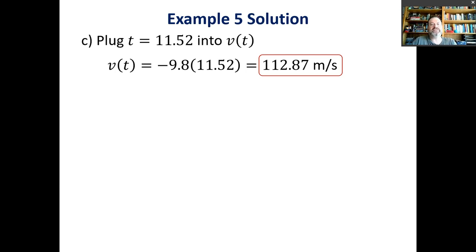So negative means in the downward direction, right? The initial position was positive because it was an observation tower. It was above the ground. Here it's moving towards the ground. One of those has to be negative. One of them has to be positive.